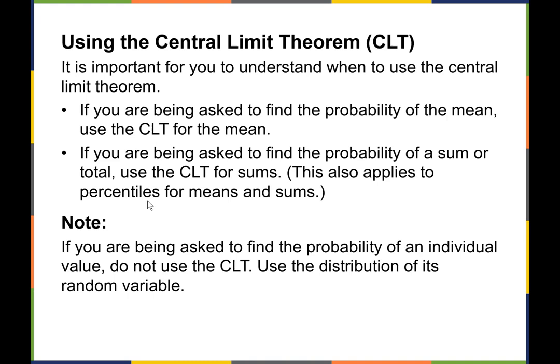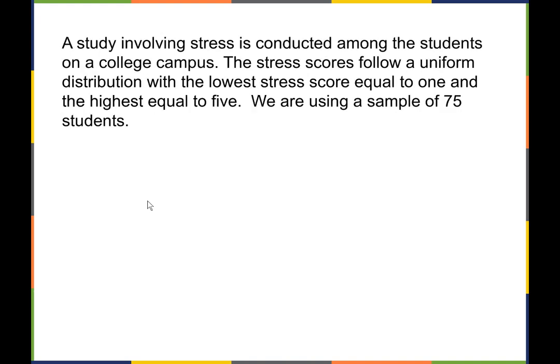If you're being asked to find the probability of an individual value, you are not using the central limit theorem. It's only about means, like a bunch of values. There's always an n, right? A number in the sample size for the number that you're averaging or the number that you're adding up. You have to have that for the central limit theorem. This is not for this individual random variable. So let's look at an example of what I'm talking about.